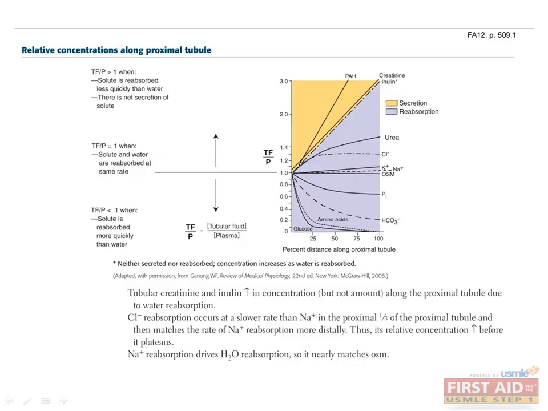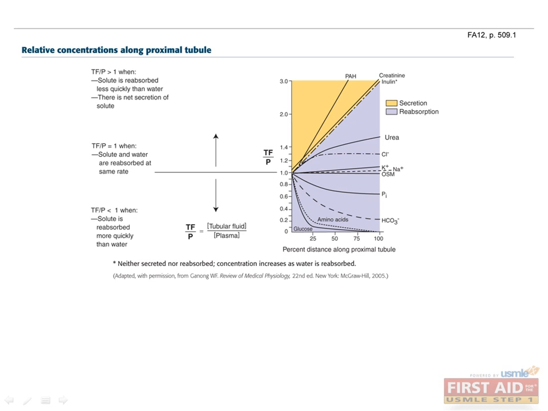Now that we've gone through the nephron in great detail, let's move on to see how its function affects various solutes. Here we have a graph of relative concentration of various solutes along the proximal tubule. X-axis is the percent distance along the proximal tubule, and the y-axis is the ratio of tubular fluid concentration to plasma concentration. The gray shaded area includes all substances that have net reabsorption, and the yellow shaded area includes all substances that have net secretion.